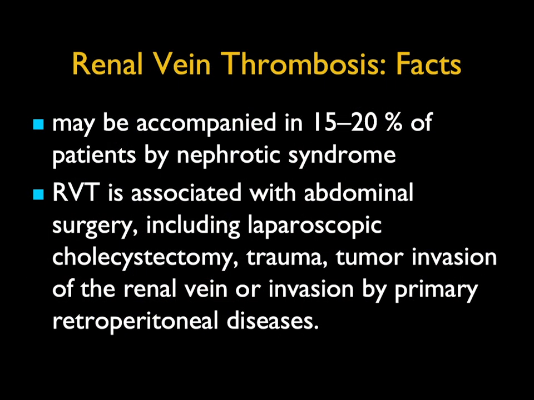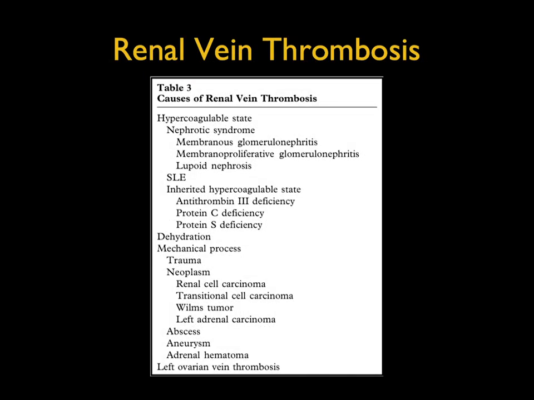And one more thing to talk about on the venous side is renal vein thrombosis. It may be accompanied by nephrotic syndrome in up to 20% of cases. It's associated with abdominal surgery, including laparoscopic cholecystectomy, trauma, tumor invasion of the renal vein, and invasion by primary retroperitoneal masses. The list of causes of renal vein thrombosis is long, so it's not really going to help you make a very specific diagnosis.